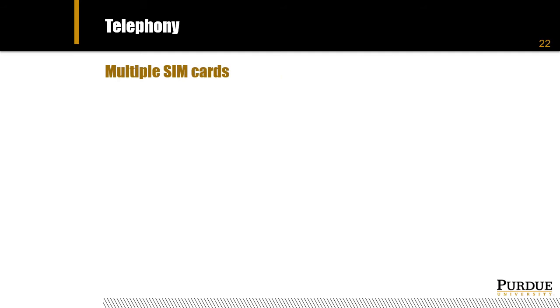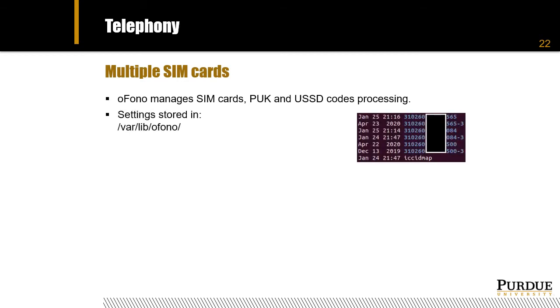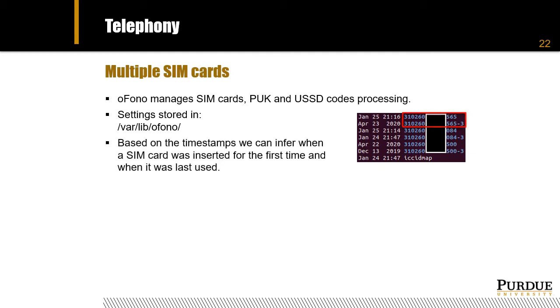Furthermore, when using multiple SIM cards, it is good to understand when a SIM card was first introduced to the device and when the user stopped using that particular SIM card. The oPhono package manages all SIM card functions. Its settings are stored in the var/lib/ofono directory. Within that directory, we will observe subdirectories for each SIM card inserted. For each one, you will find two files. The first one will give us the timestamp of when the card was initially introduced to the device, and the second one will give us a timestamp of when the card was last used within that device.